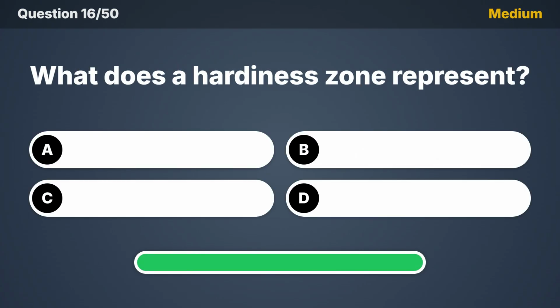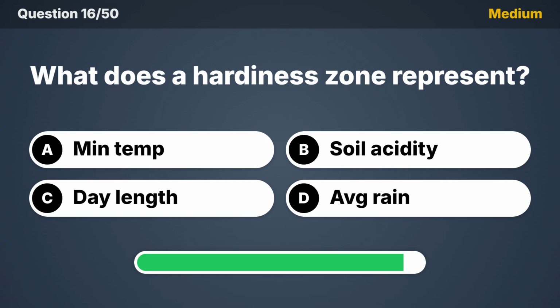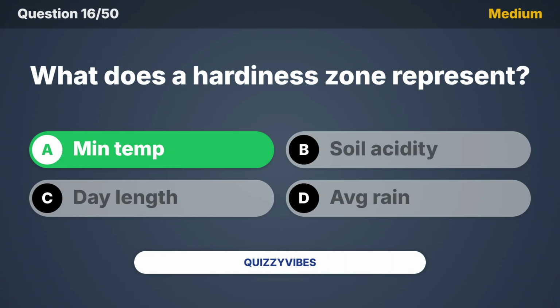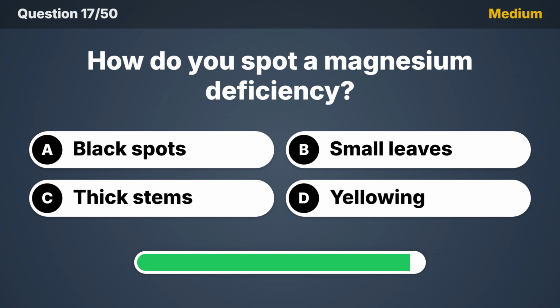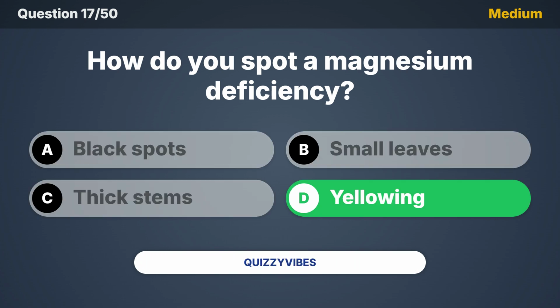What does a hardiness zone represent? Did you guess it? The answer is min temp. How do you spot a magnesium deficiency? The correct choice is yellowing.